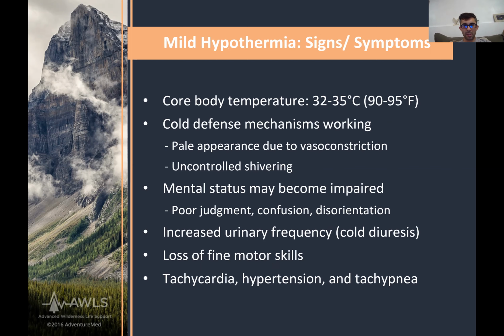So mild hypothermia is less than 35 but above 32 degrees Celsius. It is a state in which the cold defense mechanisms, essentially shivering, are still working. Body is pale because vasoconstriction is still in place. Patient will become somewhat impaired with poor judgment, confusion, and disorientation. They will develop cold diuresis, where urinary frequency will increase. They'll lose fine motor skills. Patient will be tachycardic, hypertensive, and tachypneic.